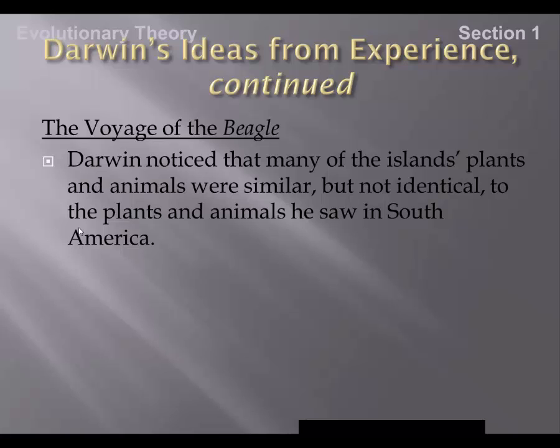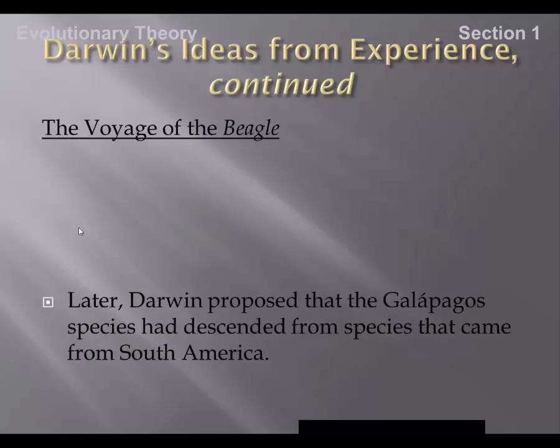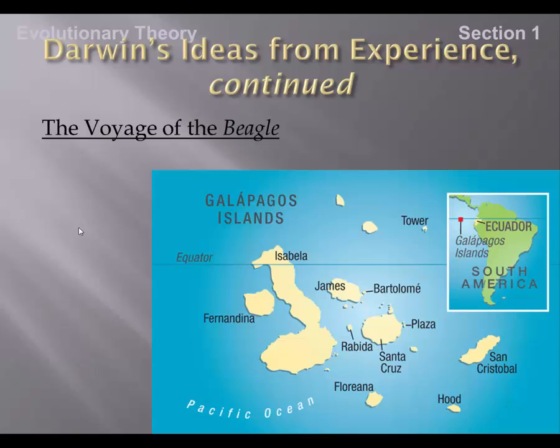Darwin also noticed that many of the plants and animals that were on that island, or on those islands, were similar but not identical to the plants and animals that he saw in South America. He later proposed that the Galapagos species had descended from species that had originally come from South America.